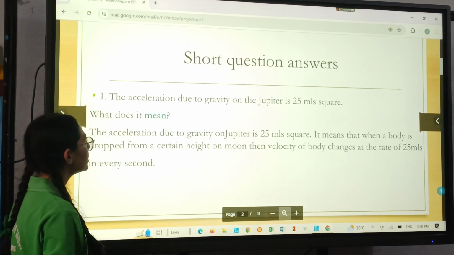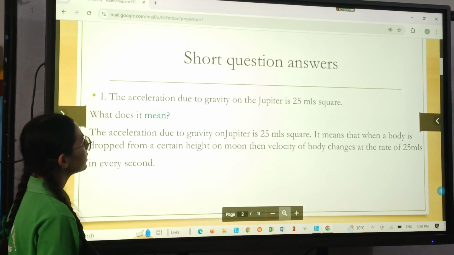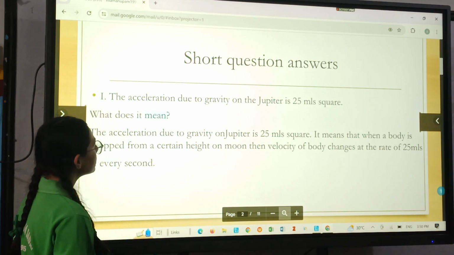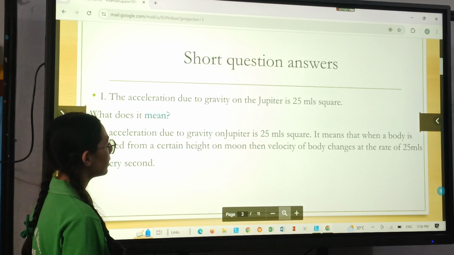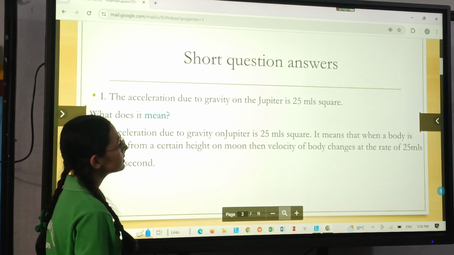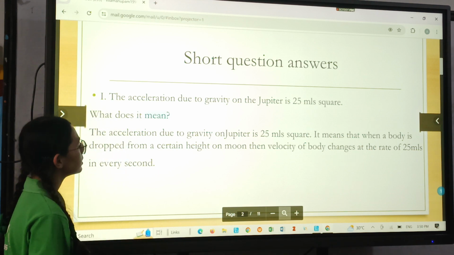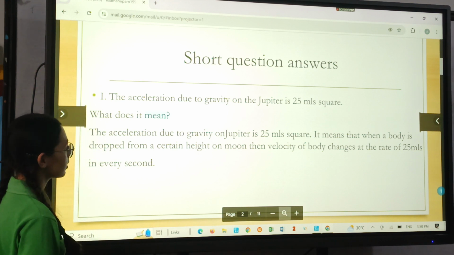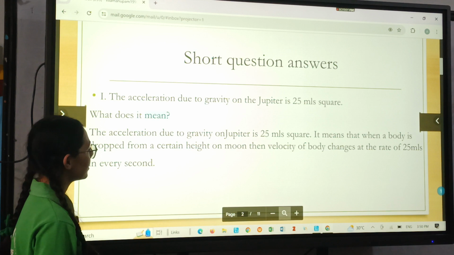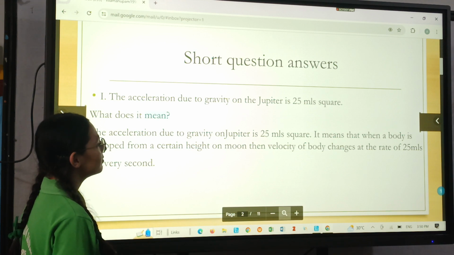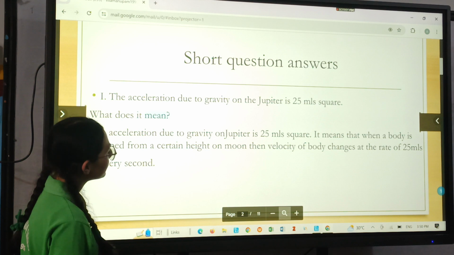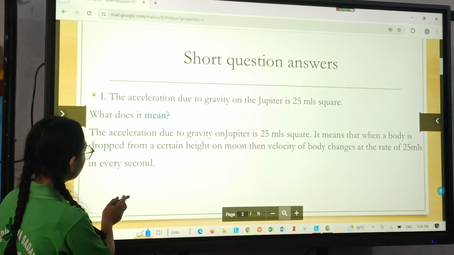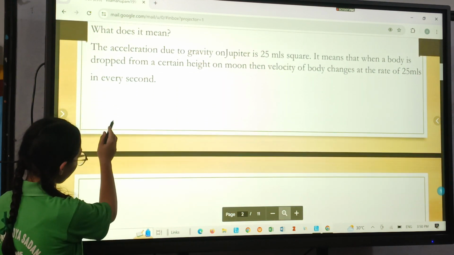The acceleration due to gravity on Jupiter is 25 meter per second square. What does it mean? It means that when a body is dropped from a certain height on Jupiter, then the velocity of the body changes at the rate of 25 meter per second in every second. That is okay, right? Give a big round of applause now. We'll check one by one, right?